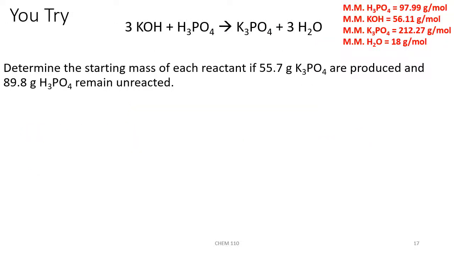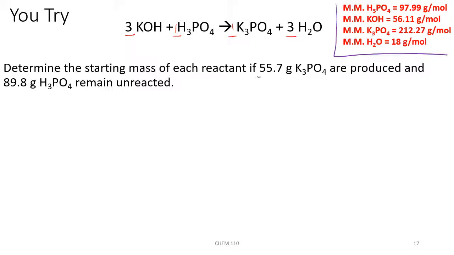This next example is a little bit of a twist on our limiting reactant type problem. We're given a balanced equation. 3 moles of potassium hydroxide react with 1 mole of phosphoric acid to form 1 mole of potassium phosphate and 3 moles of water. We're also given the molar masses of our substances in the upper right corner. And we want to determine the starting mass of each reactant if 55.7 grams of potassium phosphate are produced and 89.8 grams of phosphoric acid remain unreacted.